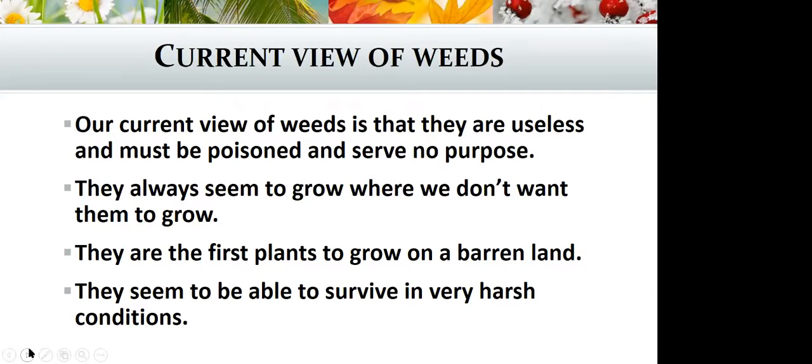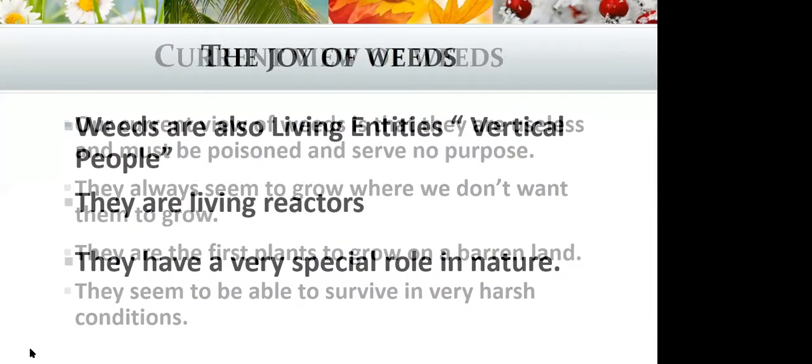But when you start looking, they're always the first plants to grow on a barren land. When you've cleared the land, they're the first ones to pop up. And they seem to have the ability to survive in very harsh conditions, because you don't water them, you just leave them alone, but somehow they will grow and multiply.